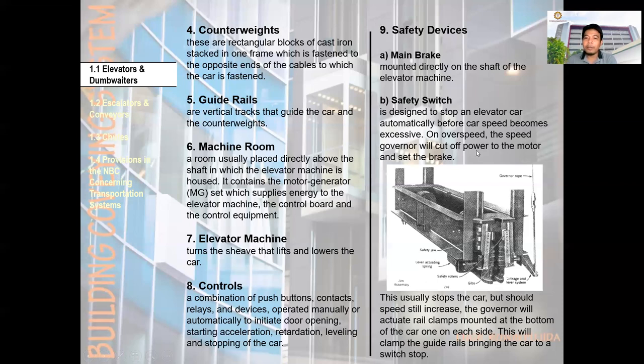On overspeed, the speed governor will cut off power to the motor and set the brake. So this usually stops the car, but should speed still increase, the governor will actuate rail clamps mounted at the bottom of the car on each side. So this will clamp the guide rails, bringing the car to a safe stop.